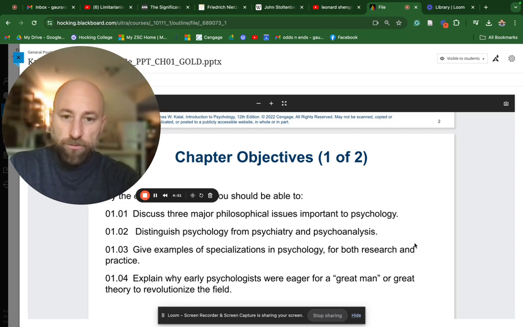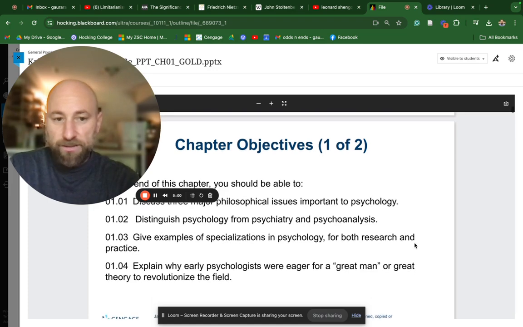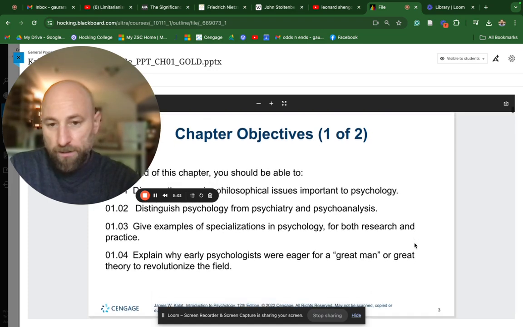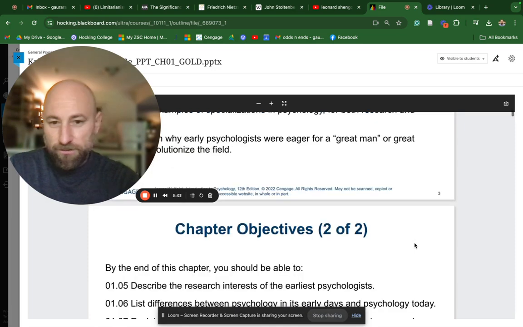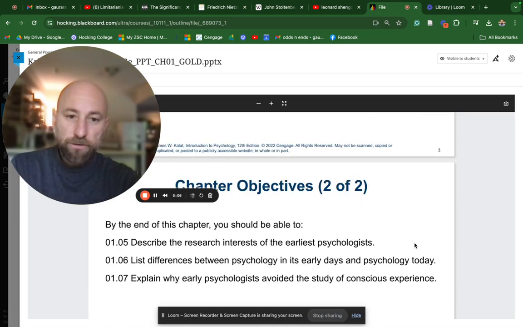Distinguish psychology from psychiatry and psychoanalysis. Give some examples of specializations in psychology for both research and practice. Explain why early psychologists were eager for a great man theory to revolutionize the field. Describe the research interests of early psychologists. List differences between psychology and its early days. Explain why early psychologists avoided the study of conscious experience. Well, that one's easy.